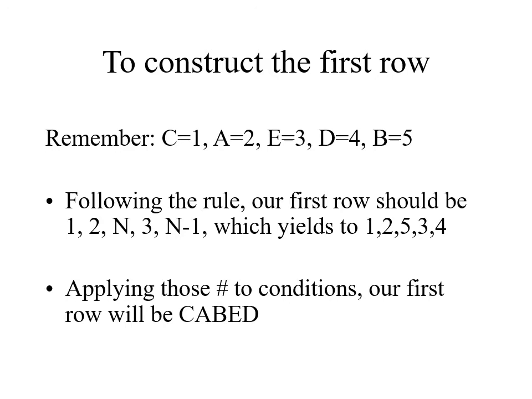As I said, to construct the first row, you need to have 1, 2, n, 3, n minus 1, which in this case is going to be 1, 2, 5, 3, 4, right? And then you just apply these conditions. Then your first row will be C, A, B, E, D. Right? Okay.